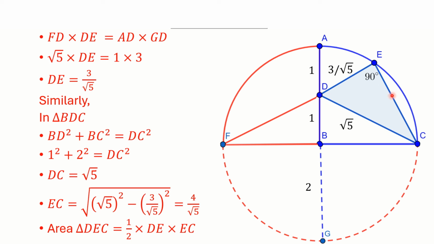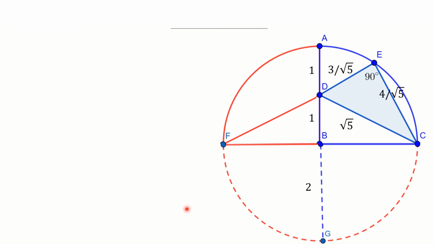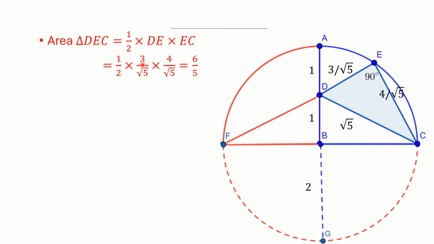Now to find the area of this shaded triangle is easy. Simply this will be half times DE, that is this distance, times EC, that is this distance. Now I know both distances. This distance I know, that is 3 by root 5, and this distance I just calculated, that is 4 by root 5. So I can plug these two values here. In this formula DE is 3 by root 5 and EC is 4 by root 5. So this becomes 4 into 3, 12, and 12 divided by 2, that is 6, and root 5 times root 5, that is 5. So this is 6 by 5. So this was the area of this shaded triangle.